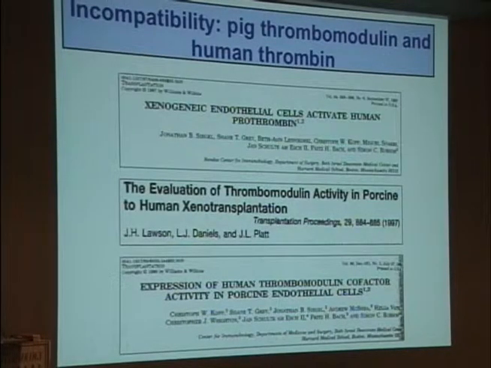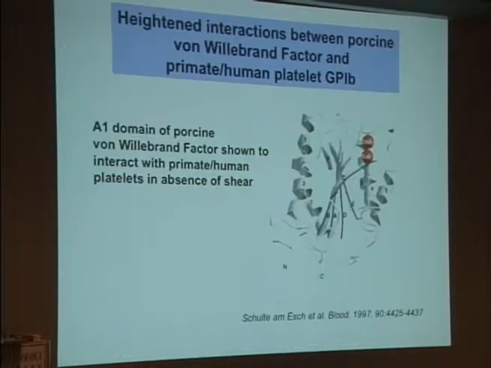But again, pig thrombomodulin was incompatible with human thrombin, as shown in these papers with the autocatalytic activation of human prothrombin by endothelial cells from the pig, by Jeff Platt, who had also done a lot of work on heparan sulfates in the xenotransplantation context, and the more recent paper by us, correcting this by upregulating human thrombomodulin cofactors in pig cells and correcting the xenotransplantation incompatibility.